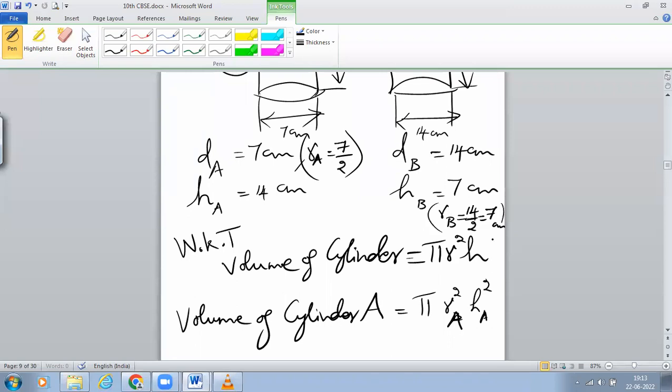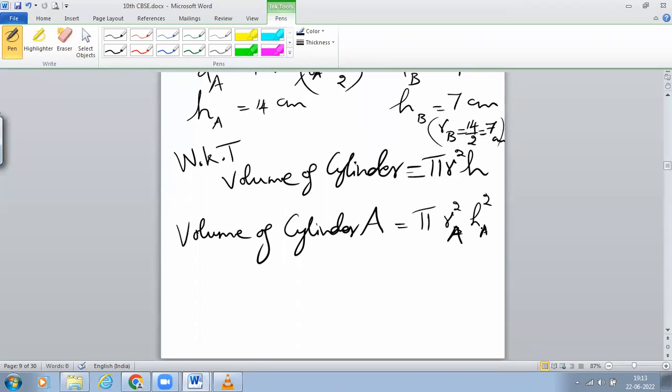Now we have to apply the radius of cylinder A, that is 7 by 2. So volume is equal to pi, which is 22 by 7, into radius of cylinder A square. Radius square means radius into radius, so 7 by 2 into 7 by 2. The meaning of square: 2 square means 2 into 2. Likewise, r square means r into r. R is 7 by 2 for cylinder A.